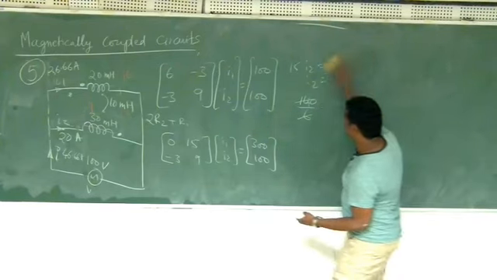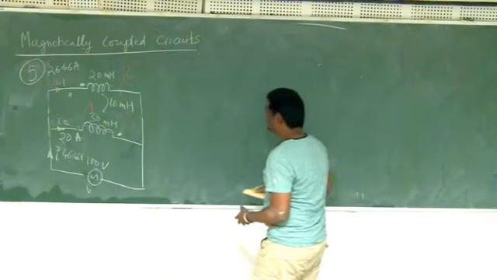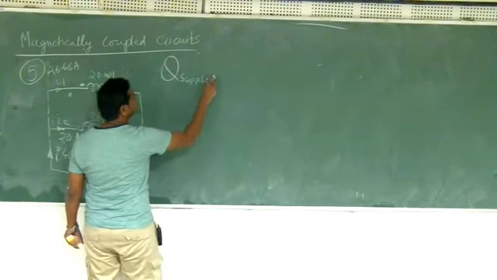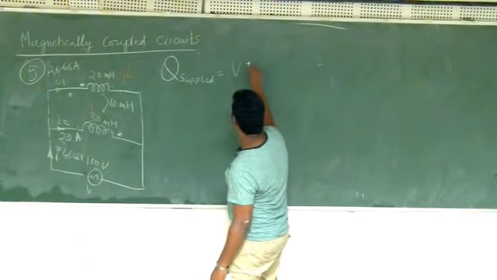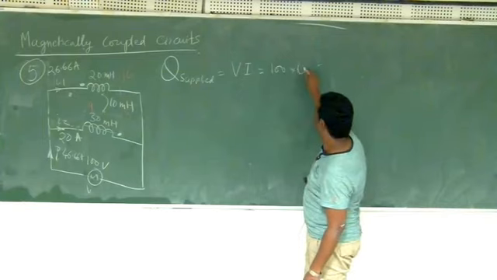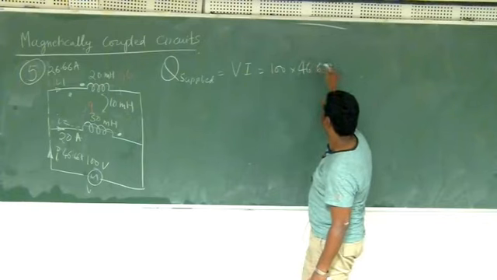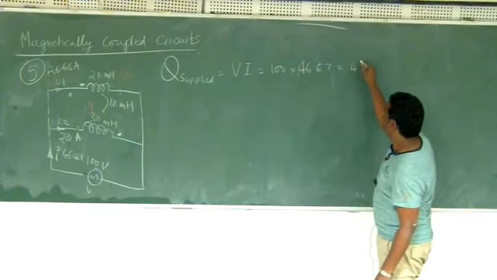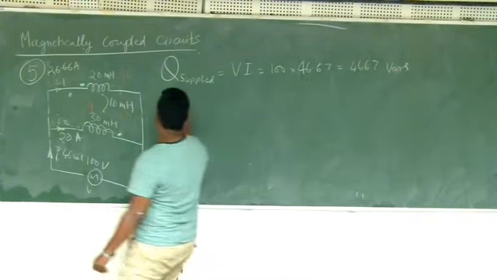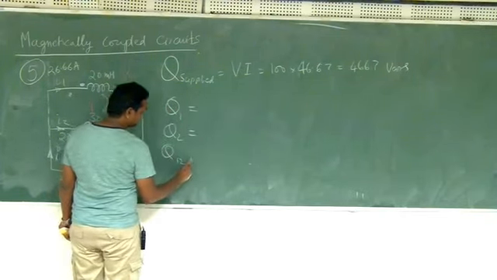Now can we quickly do the other thing? Can you just get your calculators ready? What is Q supplied? Nothing but V into I, that is nothing but 100 into 46.67. How much is that? 4667 vars. Now what is Q1, Q2 and then Q12?